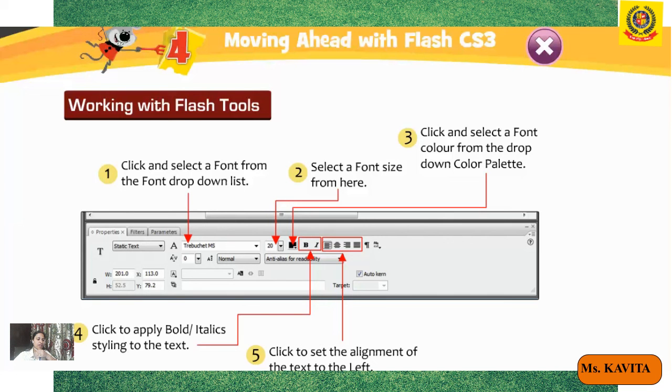As soon as you select the text in the text box, options in the property inspector change to display the properties that Flash allows us to set for our text. So it will automatically change. Click and select a font from the font drop down list. Then select a font size from here. In MS Word you have done.